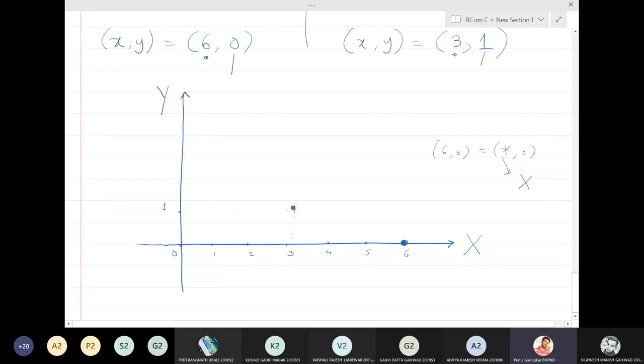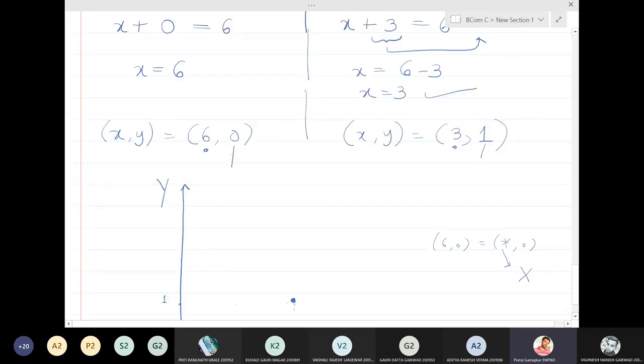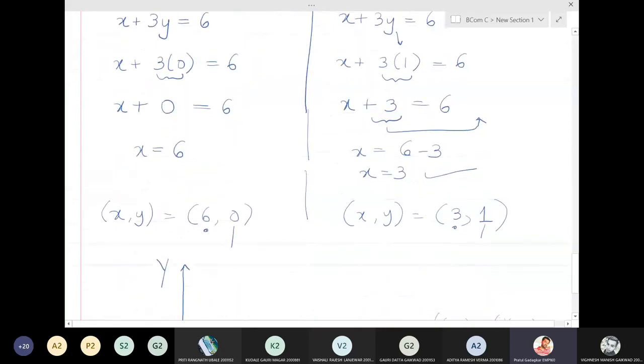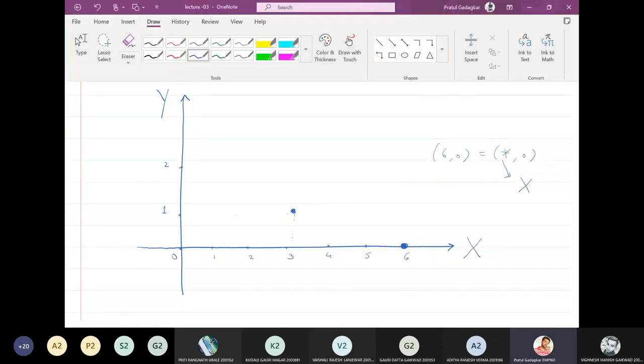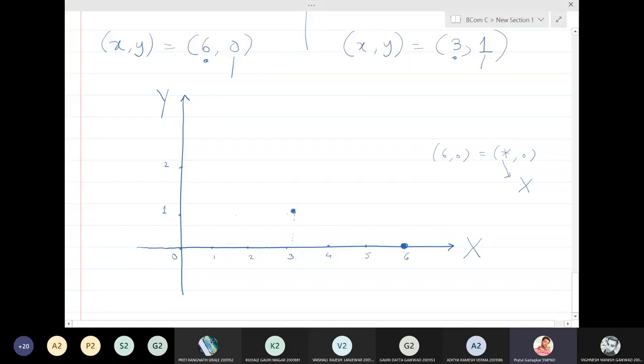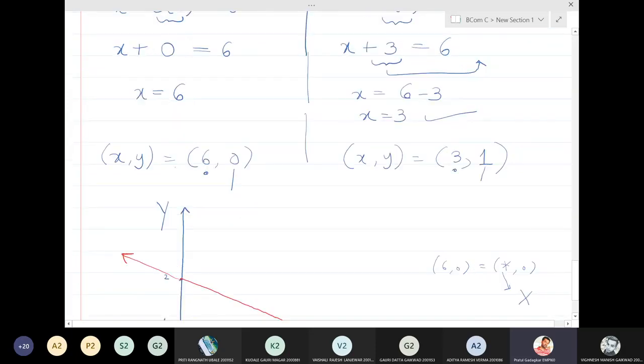So I will draw these 2 points now. When you take a scale and proper measurements, you will notice that this line passes through these given points exactly. So here it is, going like this. It will exactly pass through these 2 points when you take the actual correct measurements using a scale. My line is not looking good, but this line is x plus 3y equal to 6.